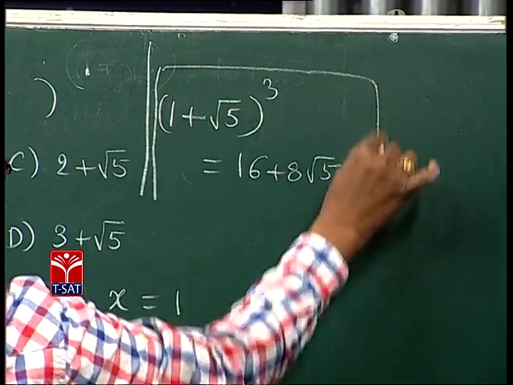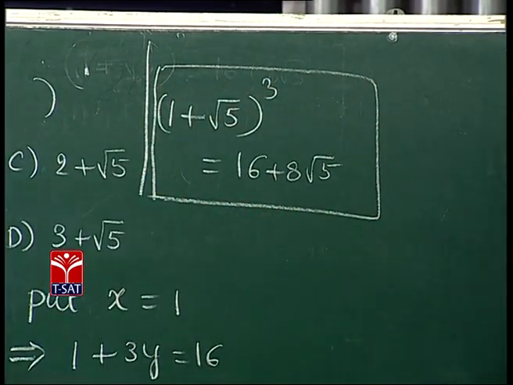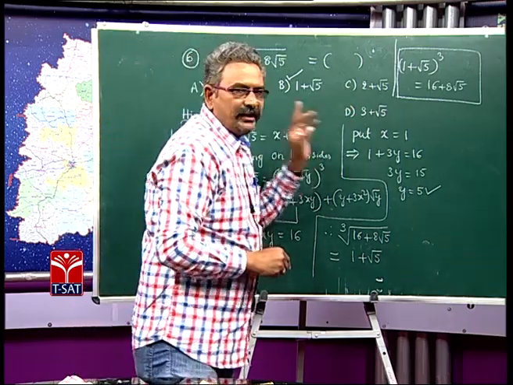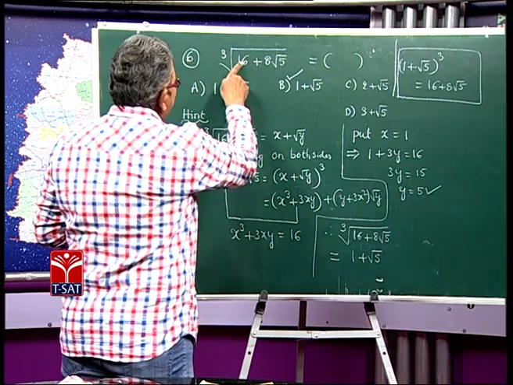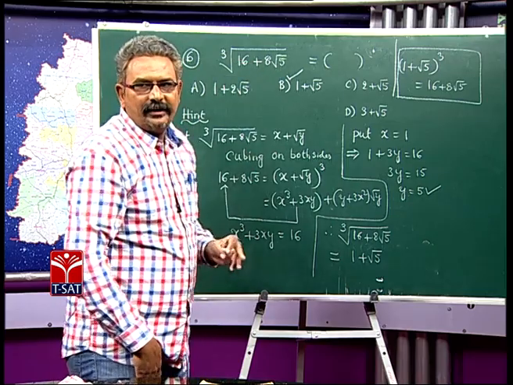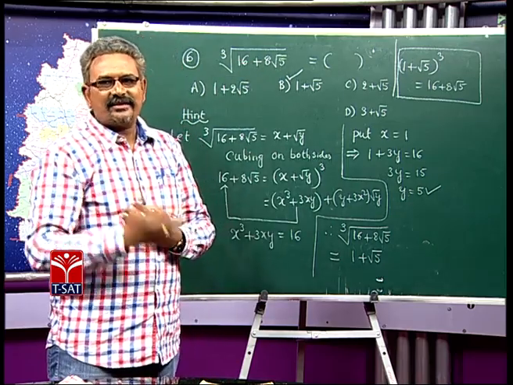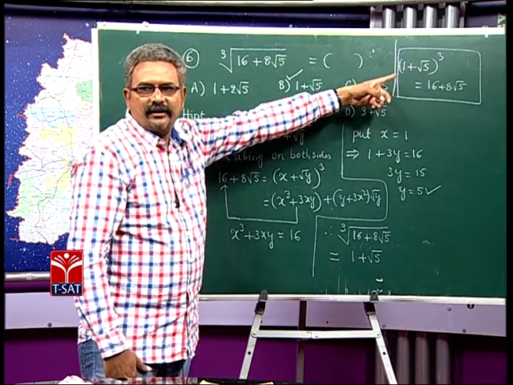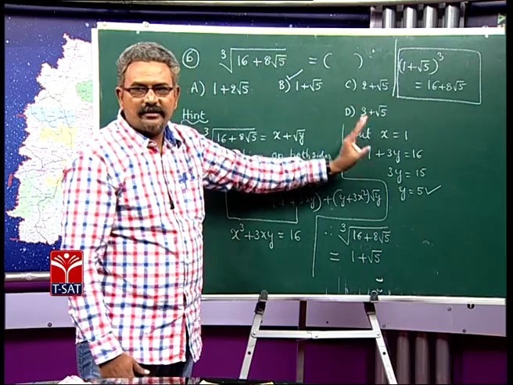That means using options also sometimes we can solve the problems. Using options also we can do the problems. That means cubing A, cubing B, cubing C, cubing D, if you get 16 plus 8 root 5, that means by cubing 1 plus root 5 you get 16 plus 8 root 5. So that will be the answer. Or sometimes any calculations are required, at that time also we can make use of this one. 1 plus root 5 whole cube is equal to 16 plus 8 root 5.